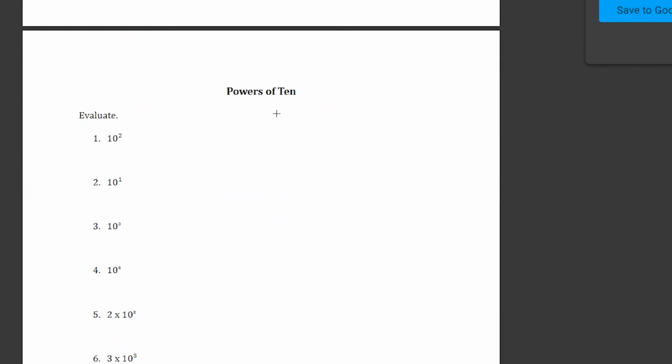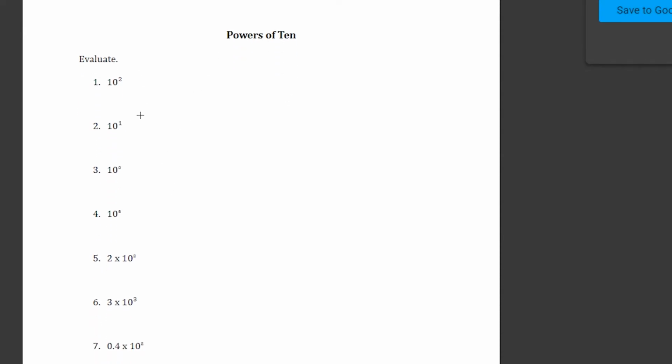For the third page, we're doing powers of 10 and we're evaluating. So I'm going to be doing numbers 1, 3, and 7 as an example. Number 1, we have 10 to the power of 2. When we're doing powers of 10, we look at the exponent and we see what number it is because that's the number of zeros that the number will have. So in number 1, our exponent is 2, which means we're going to have 2 zeros.